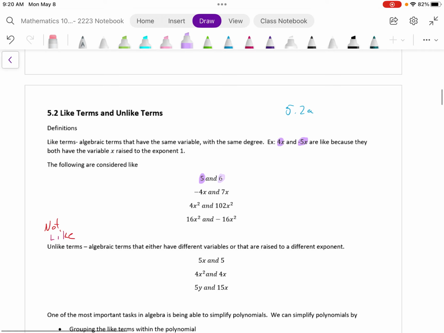5 is like 6. Why is that? Well, 5x to the power 0 and 6x to the power 0, that's 5 and 6 written in a really weird way, is the same variable, same exponent. Or, you probably know that 5 is like 6. They're both numbers.